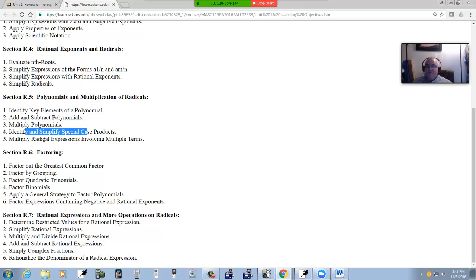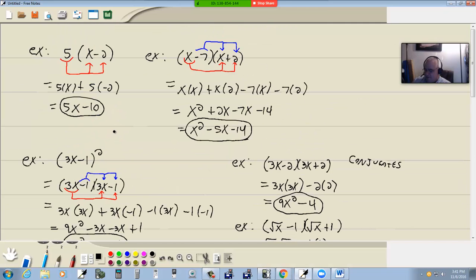Now we referred to multiplying radical expressions together, but let's explore that a little bit more. Let me clear this off.